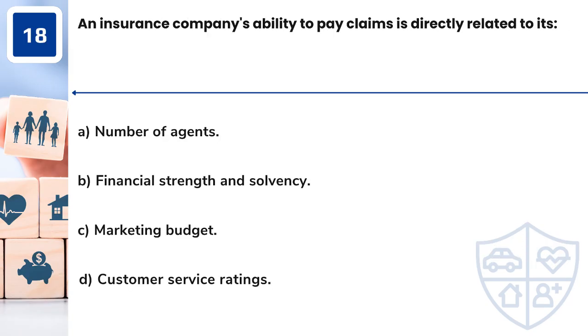Question 18. An insurance company's ability to pay claims is directly related to its: A. Number of agents. B. Financial strength and solvency. C. Marketing budget. D. Customer service ratings.